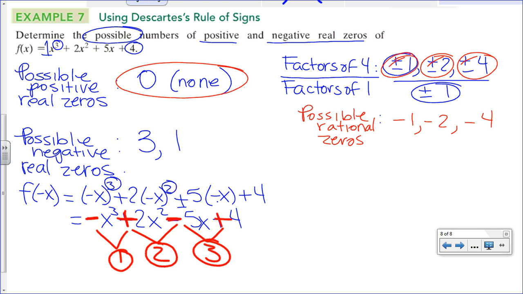So going back to this polynomial, this is of degree 3. So remember, we should have 3 zeros. So what that tells me is that we cannot have positive real zeros. So what that will tell me is that we are going to have 3 negative zeros.